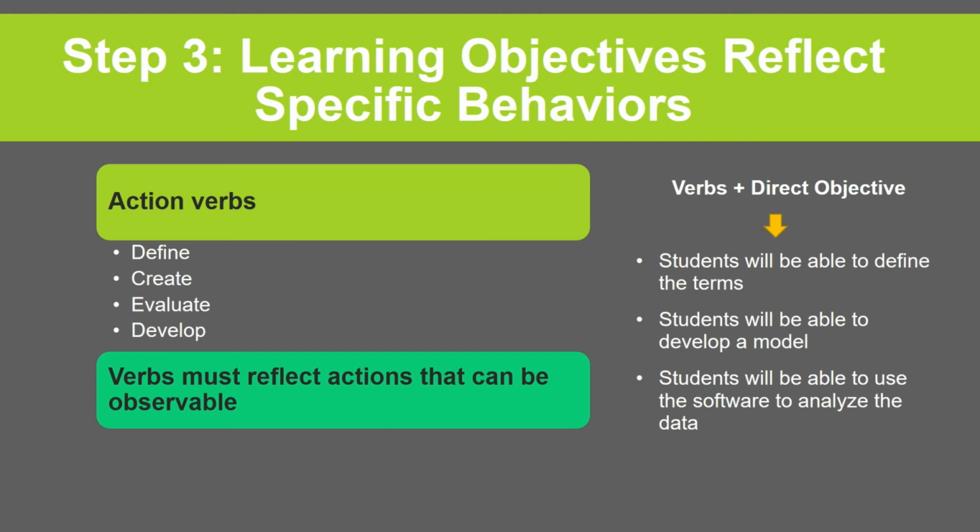So how do you write these learning objectives? You'll simply pick an action verb. We've listed a few below: to define, and then you'll have a direct object that would follow that. So you could say you want the students to define what food energy means. That would be an example: to define, and then food energy would be the direct object that follows. You'll see that students will be able to define these terms, or they'll be able to develop a model. These are examples of learning objectives that you could develop for your course.